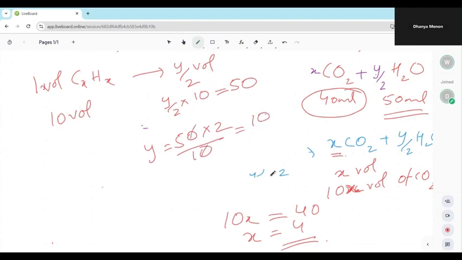So CXHY: X is 4, Y is 10. This is our hydrocarbon. Okay, so this is how you find out. So we are using Gay-Lussac's law over here.